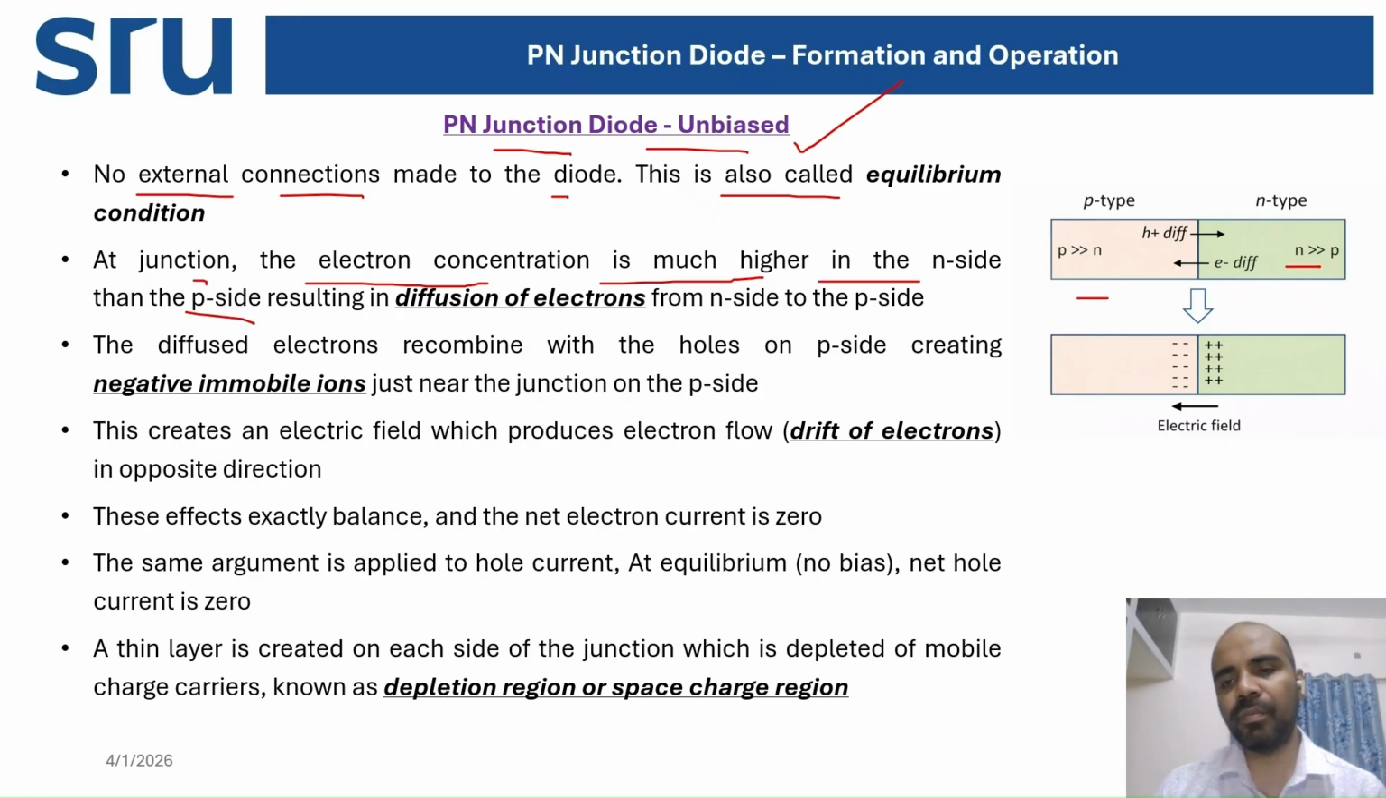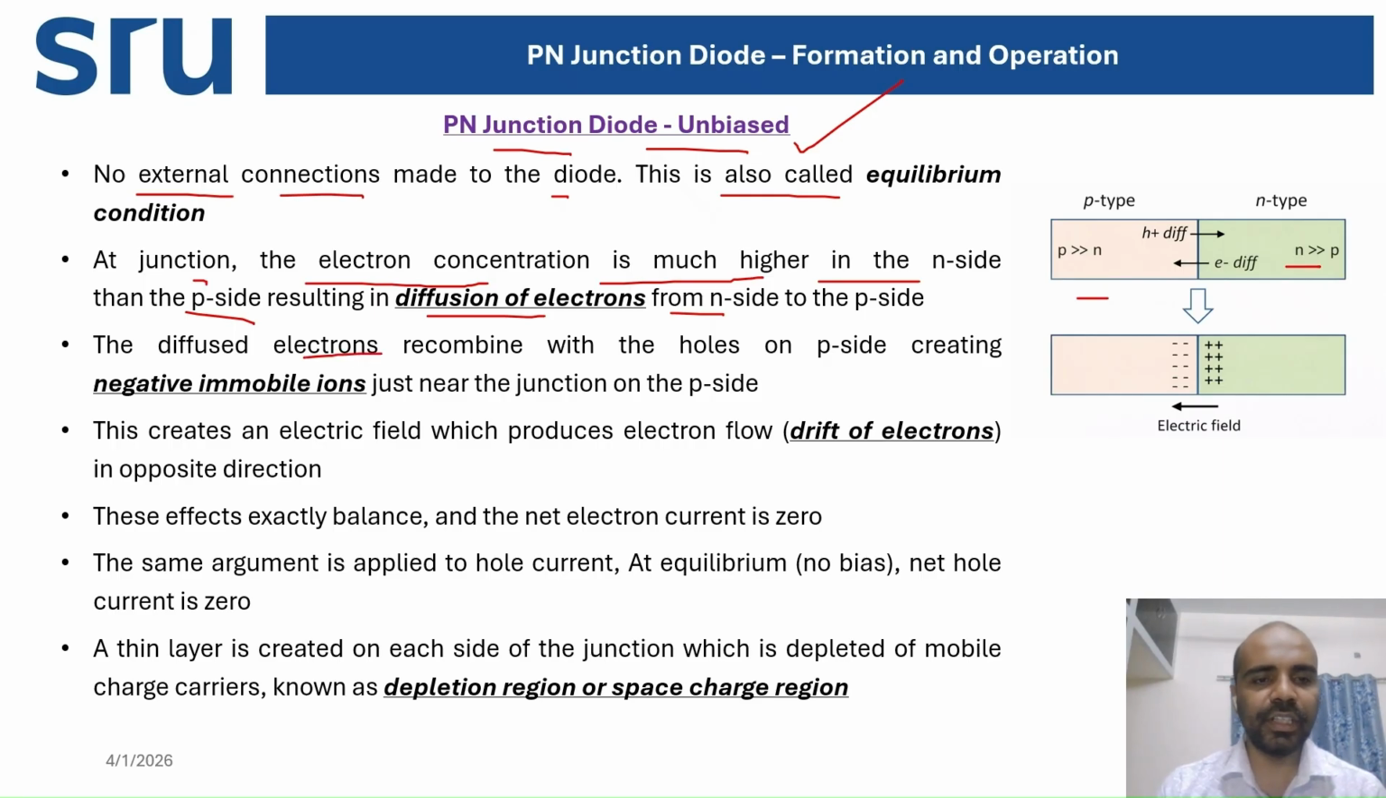Here the concentration of electrons is higher because the majority charge carrier for the N region is electrons and the minority charge carrier is holes. Whereas for the P region, the majority charge carrier is holes and the minority charge carrier is electrons, right? So a diffusion of electrons from the N region to the P region takes place, right? So electrons move from higher concentration to lower concentration, that is the N region to the P region, and holes try to move from the P region to the N region, right?